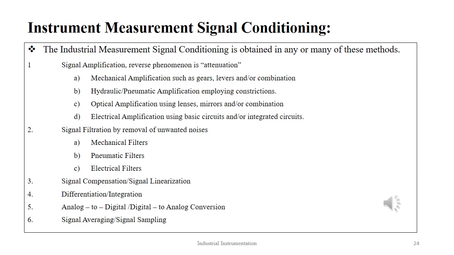Then we have signal filtration, that is removal of unwanted noises. It can be mechanical, pneumatic, or electrical. We have signal compensation and signal linearization. We have signal differentiation and integration. Then we have analog to digital and digital to analog conversion. And finally, we have signal averaging and signal sampling.